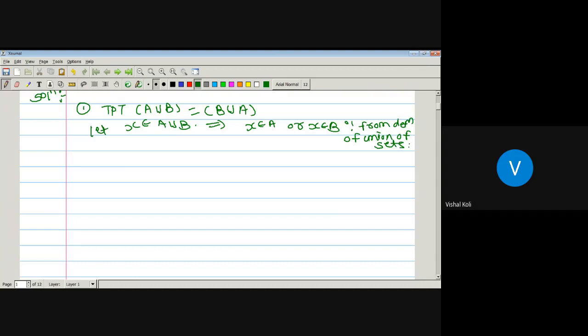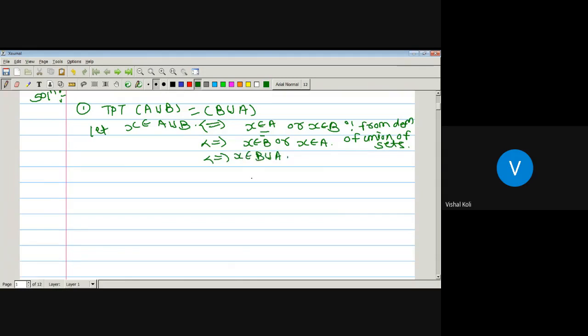Now if x belongs to A union B, then x belongs to A or x belongs to B, and if x belongs to A or x belongs to B, then x belongs to A union B by the definition of union. Therefore this is an if and only if statement. Now x belonging to A or x belonging to B can be written as x belonging to B or x belonging to A. Both are the same thing. If x belongs to B or x belongs to A, this implies x belongs to B union A.